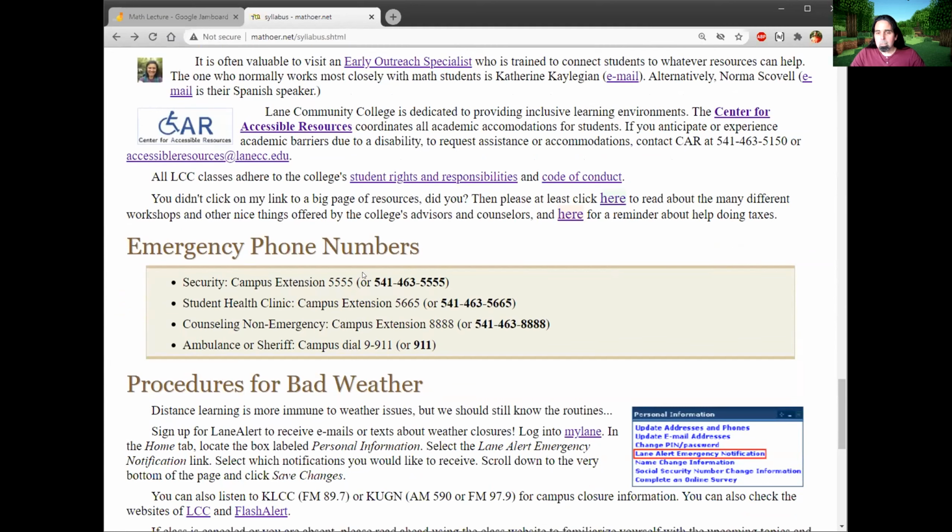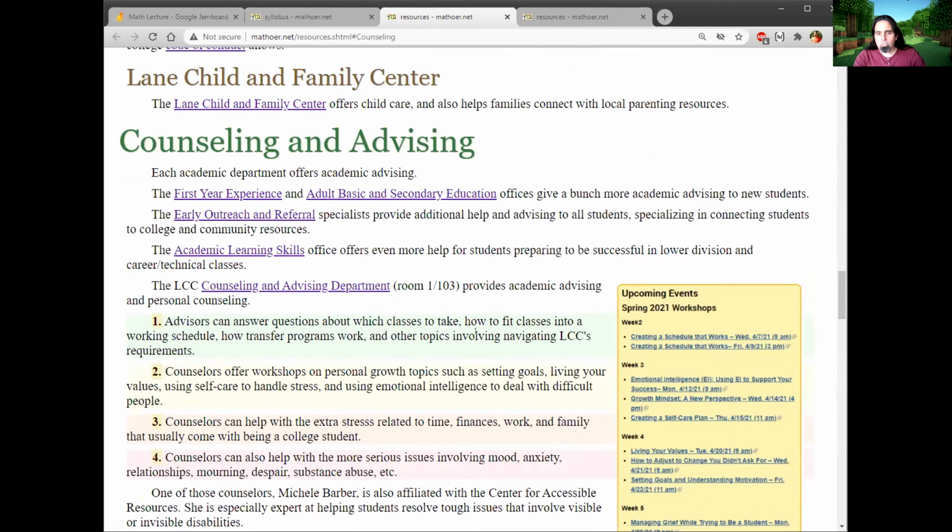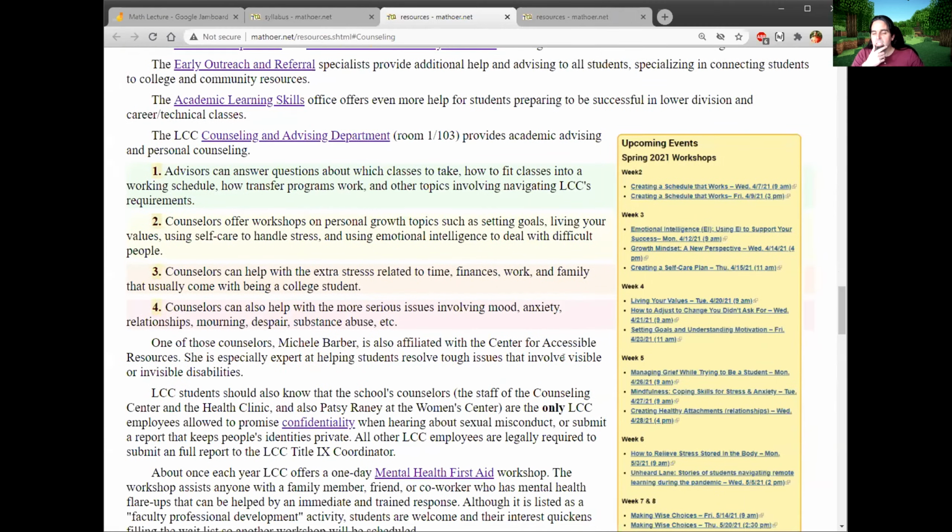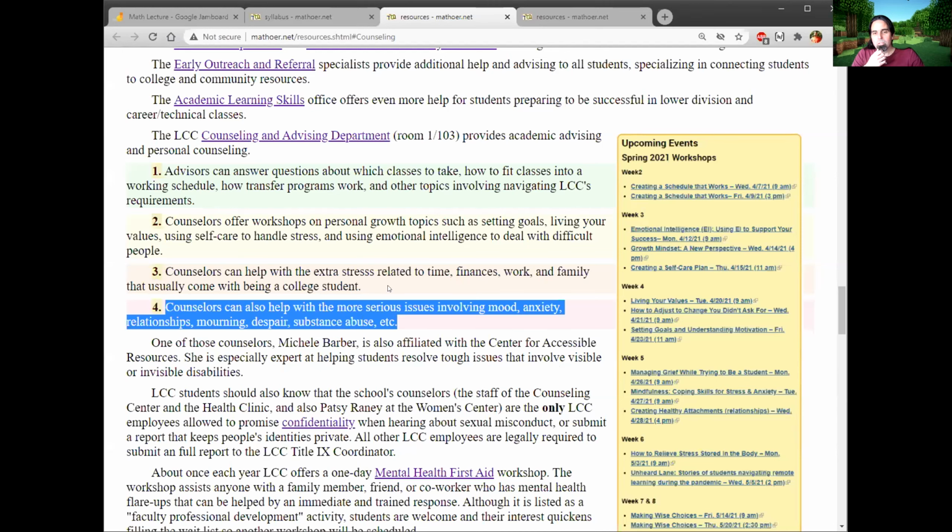Okay, students' rights and responsibilities, code of conduct, we'll skip over that. Then when reading the resources, I want to highlight just a couple more things. One is counseling and advising is a complicated place. They do a lot of stuff. If you are used to counselors being like, I have trouble with mood or anxiety or something like that, that's only a quarter of what they do.